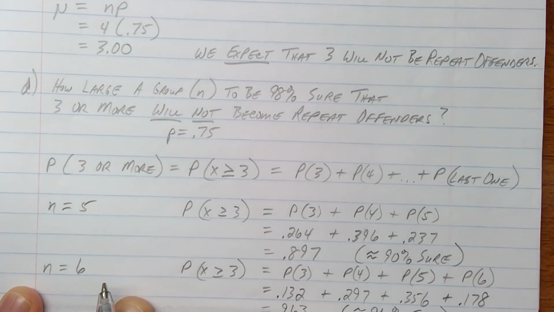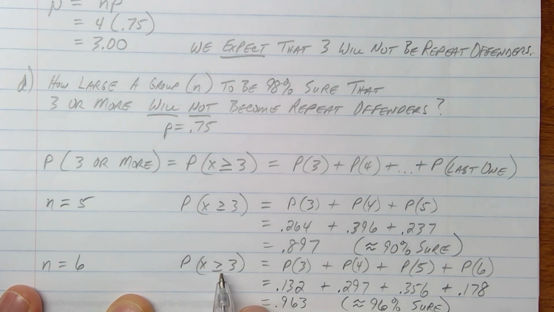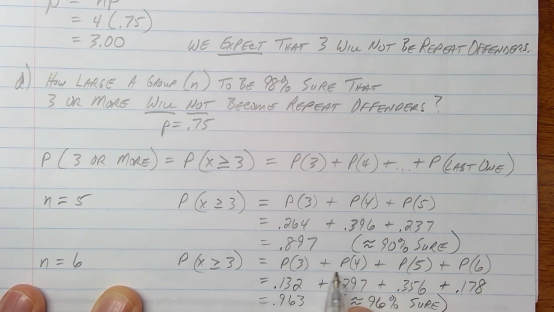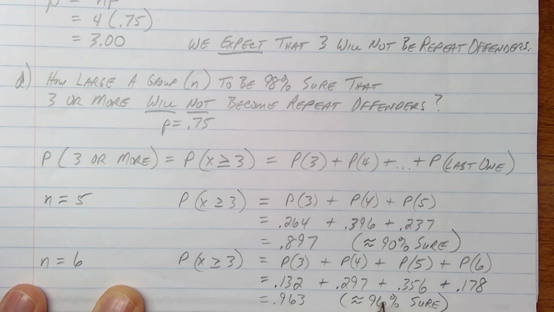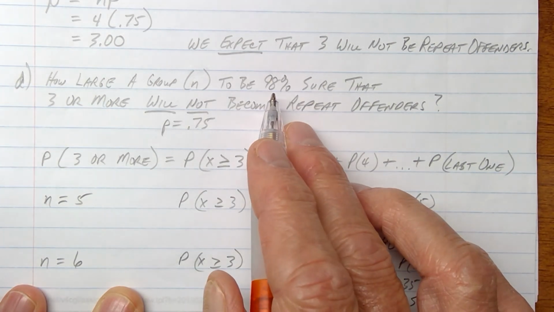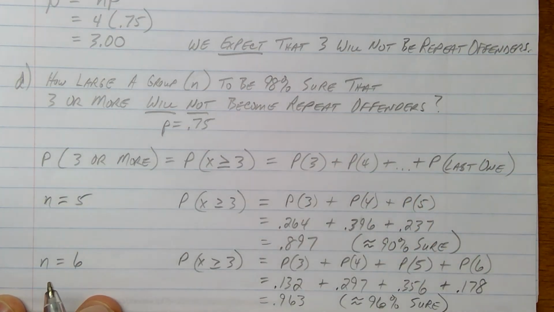So let's bump it up to 6. If I bump it up to 6, the probability that R is greater than or equal to 3 is the probability of 3 plus 4 plus 5 plus 6. Grab these out of your table and add them up. Now I'm 96% sure. I'm getting there, but I'm not quite at 98%. We probably need to add 1 more, and that's what you need to do.